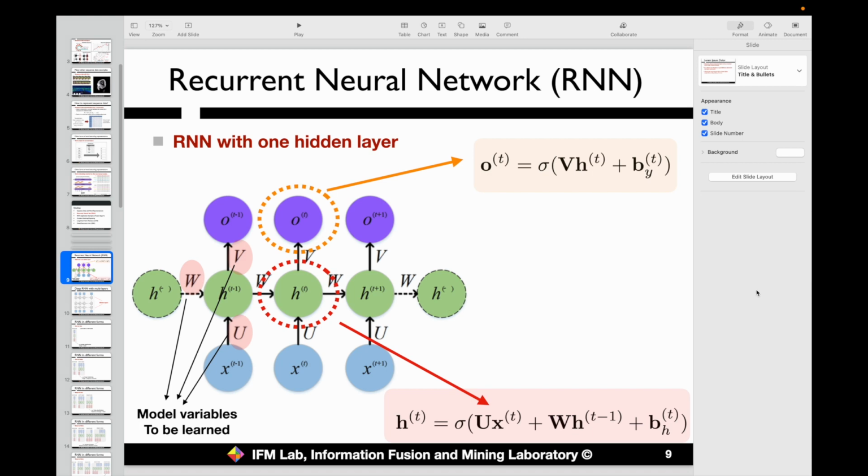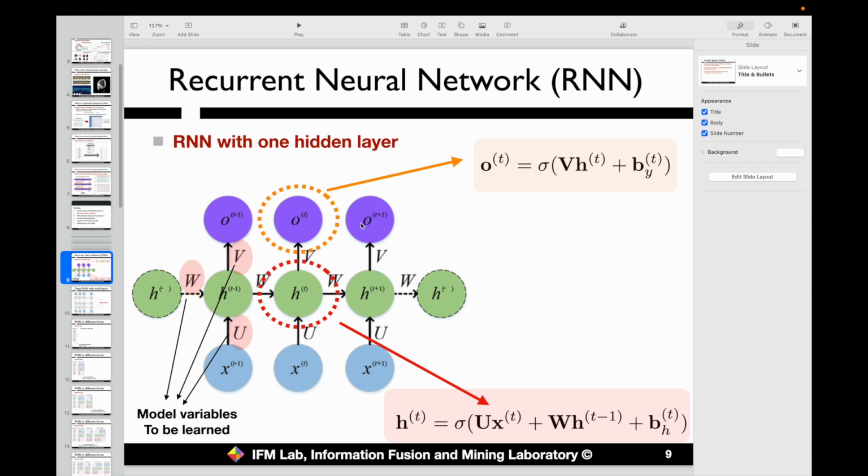So you can see, we have the input layer, which will be denoted by X. We also have the hidden layer denoted by H, as shown here. And we also have this output layer, which is denoted by O, as shown here. So the architecture seems to be very similar to the multi-layer perceptron.